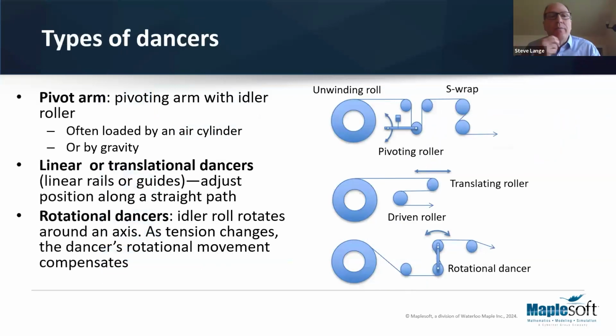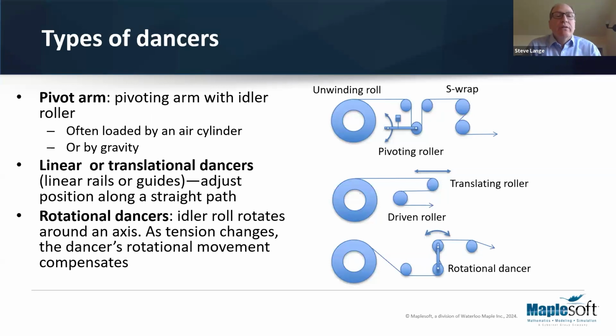So there are various types of dancers. There are things like pivoting roller dancers. They're often loaded either by gravity or, say, an air cylinder under pressure. And it will pivot up and down given changes in the modulus of the web or web speed changes. There are translational dancers. These can be linear rails or guides, and the roller will move along a straight path back and forth.